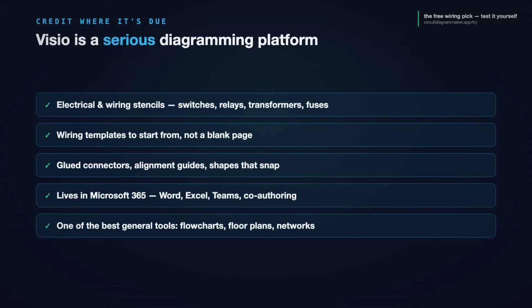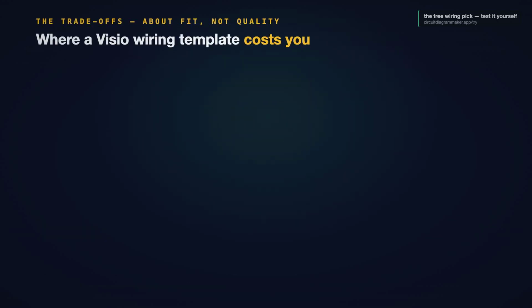You can drop a diagram into a document, keep it on the company drive, co-author it with a teammate, and hand it to a colleague who already knows the tool. Version history, permissions, the templates library, it is all there. For general-purpose diagrams, flowcharts, floor plans, org charts, network maps, Visio is genuinely one of the best there is, and none of that is in dispute here.